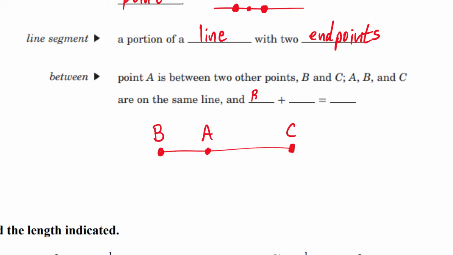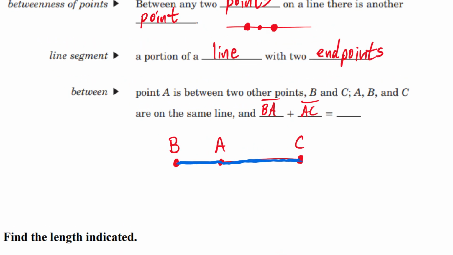All right, so what this is talking about is if I take line segment BA, from here to here, and add to that line segment AC, from here to here, what do you think BA plus AC equals? Remember, when we name a line segment, how many points do we use? We only use 2. So BA plus AC equals BC.